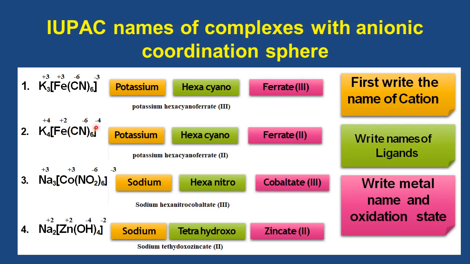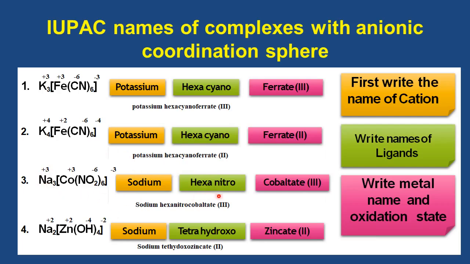And students, the name of this compound is going to be potassium hexacyanoferrate 2. Another example is sodium hexanitrocobaltate 3. As you can see, sodium is a cation and the coordination sphere is the anion.